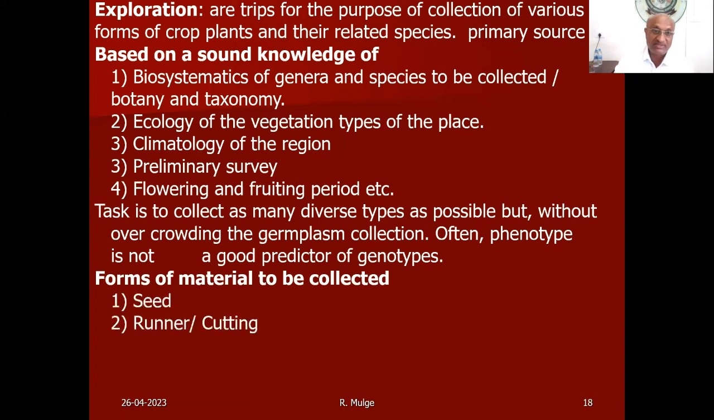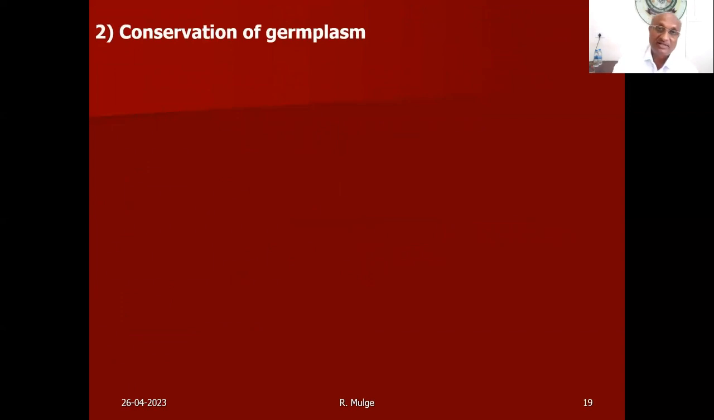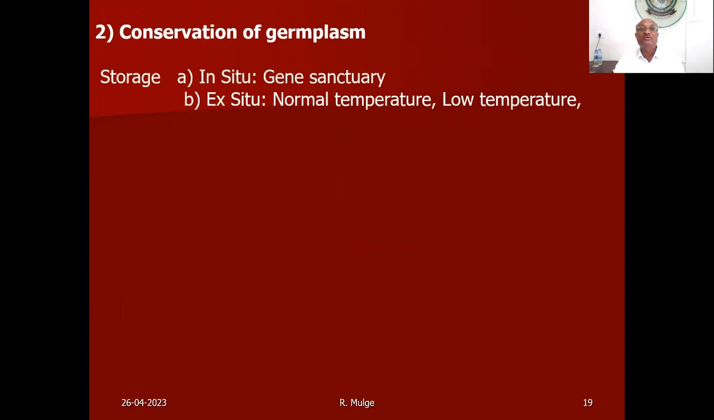What are the materials you are going to collect? You can collect seed, you can collect a runner or cutting, tubers, palms, or fruits, or pollen sometimes. You can collect from the farm, from the place where the variability is, or places where you are planning your exploration. So that is the first task, germplasm collection. Then the second task of the gene bank is the conservation of germplasm. That is storage, where to store. In situ, gene sanctuaries you can have.